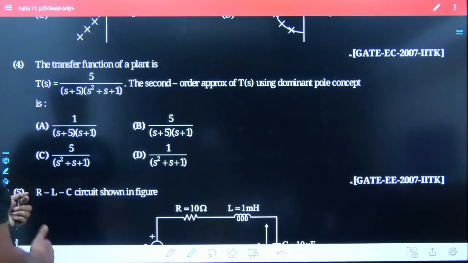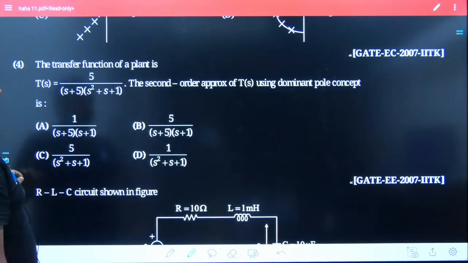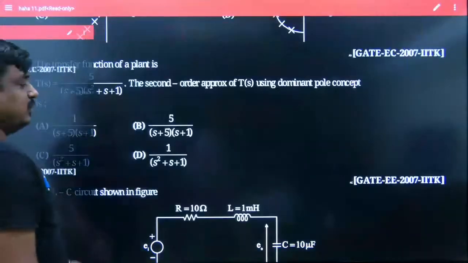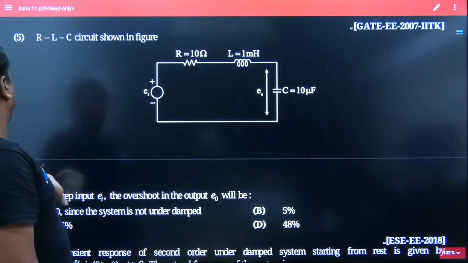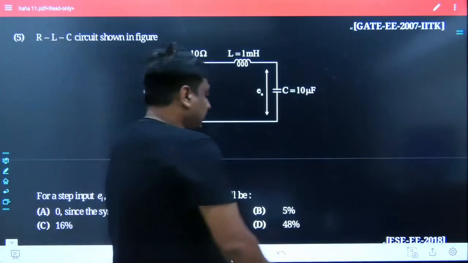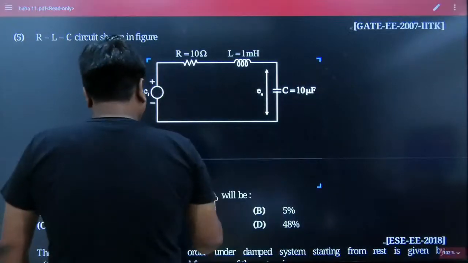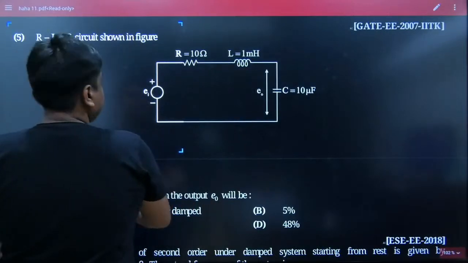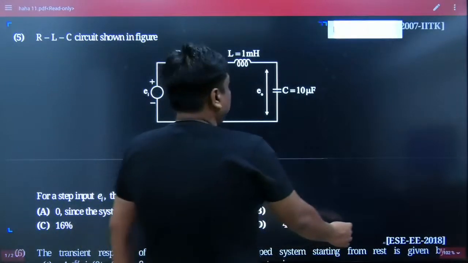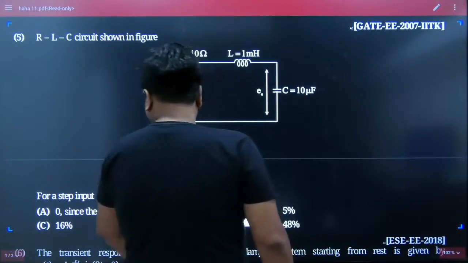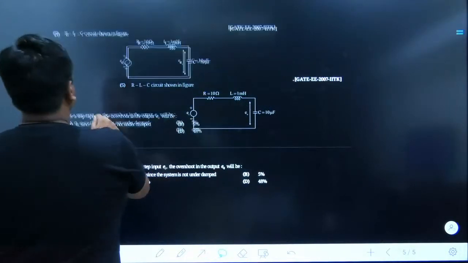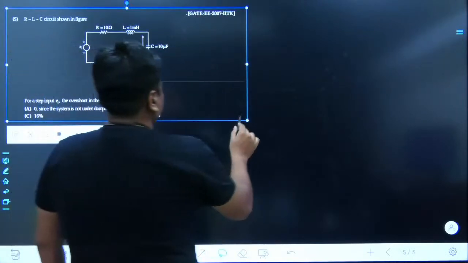Here goes the 5th question. This problem had been experienced by the electrical people in the year 2007. The problem was framed by IIT Kanpur. So let me bring this problem. It had been a type of circuit connected to a second order system. Read this problem carefully and tell me what the most precise answer we can retrieve out of this problem.